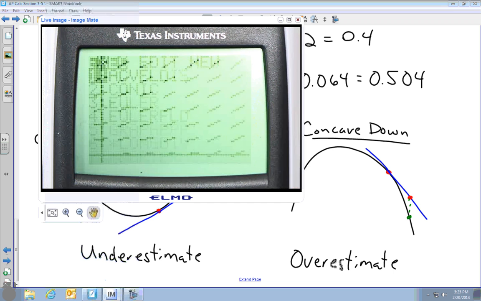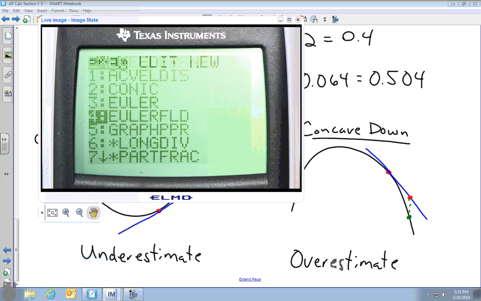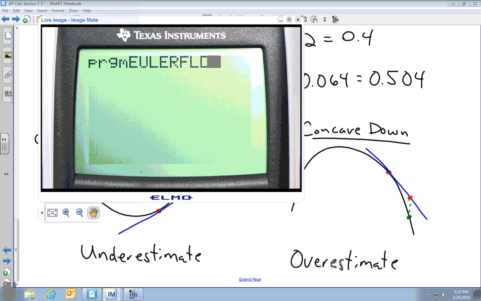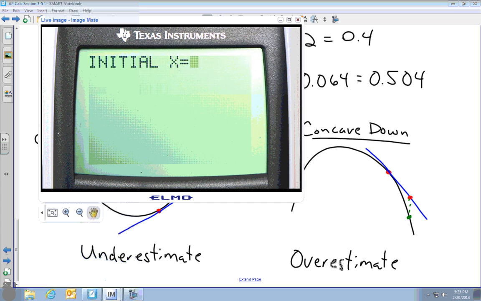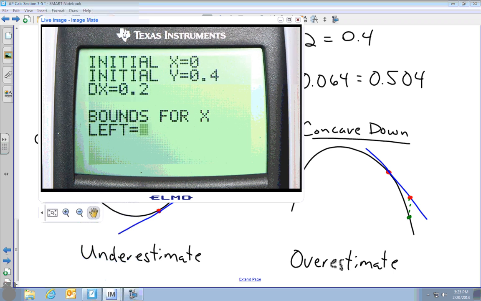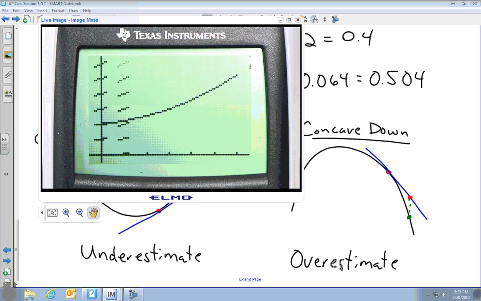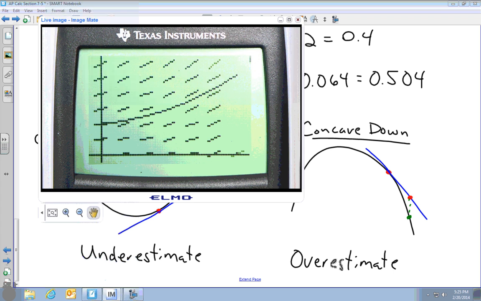You'll also get one called Euler field, which is taking a slope field and drawing your solution from Euler's method in there. So again, it tells you the same thing at the beginning, but it's going to ask you for these initial conditions again. So x was 0, y was 0.4, and dx was 0.2. But it also asks you how far to the left and to the right do you want to sketch this. I want to go from 0 on the left to 1.2 on the right. And then it will sketch your solution along with the slope field.